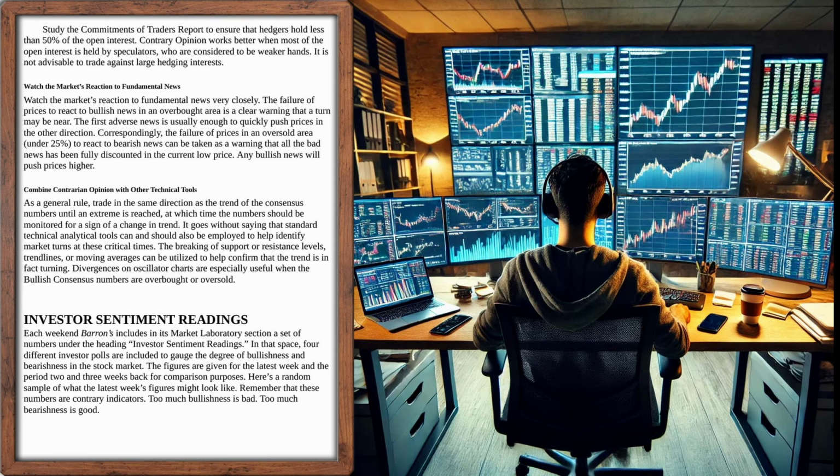Watch the market's reaction to fundamental news. Watch the market's reaction to fundamental news very closely. The failure of prices to react to bullish news in an overbought area is a clear warning that a turn may be near. The first adverse news is usually enough to quickly push prices in the other direction. Correspondingly, the failure of prices in an oversold area, under 25%, to react to bearish news can be taken as a warning that all the bad news has been fully discounted in the current low price. Any bullish news will push prices higher.